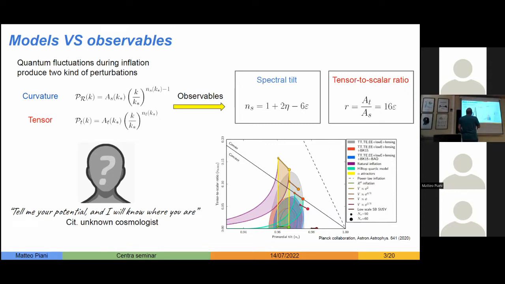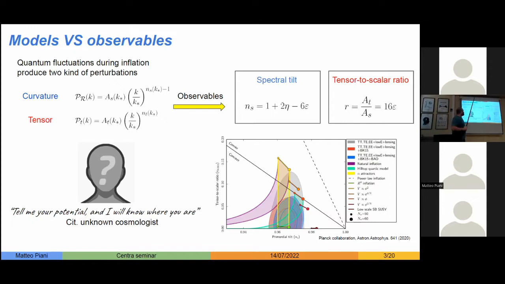One is this n_s, that is called spectral tilt. And the reason for the name is basically that when this is 1, you get a fully scale invariant scenario, so all the scales are powered up in the same way. And the other thing that we can measure is the ratio of the amplitude of the two kinds of perturbation. But the most important thing is that these measurements are strictly related to the parameters that I was showing you before. Therefore, you tell me your potential, and I will tell you where you are.